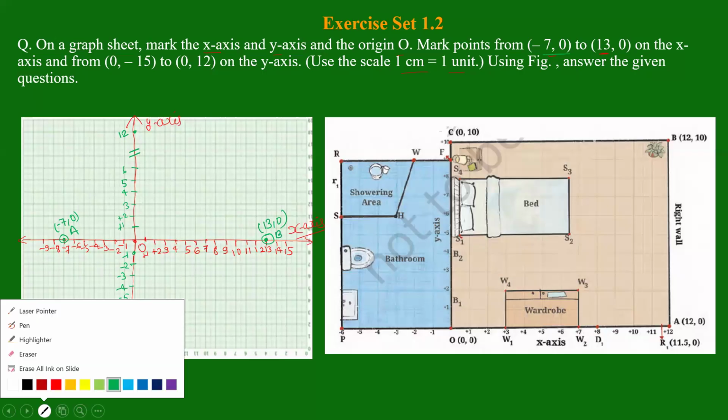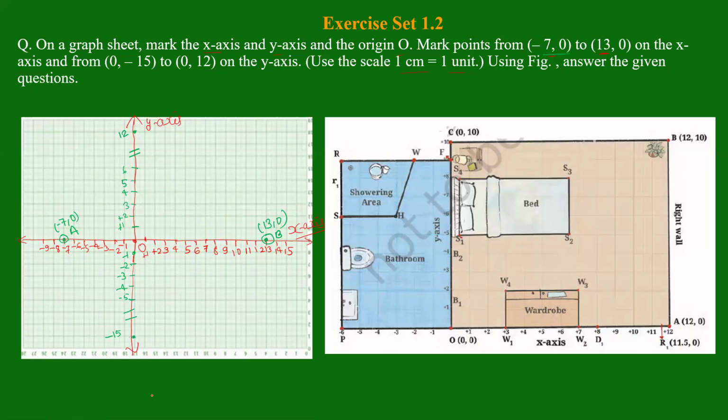Similarly, what are they asking? Another point. Here we have x as 0. So where are these points? On the y-axis. So this point is here. The next point is 0, comma, -15. On the y-axis, the x value is 0. So suppose this point is C. The next point is 0, comma, 12. This point we can name D. So like this, we are able to mark them. Now these points are on the x-axis and y-axis only.